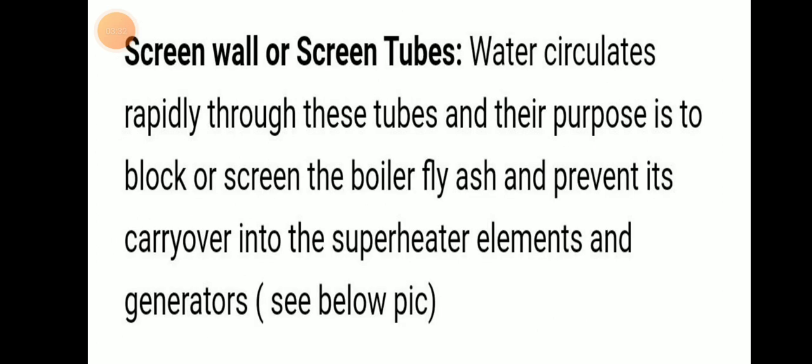Then screen tubes. Here the water circulates rapidly through these tubes, and their purpose is to block or screen the boiler fly ash and prevent its carryover into the superheater elements and generator.